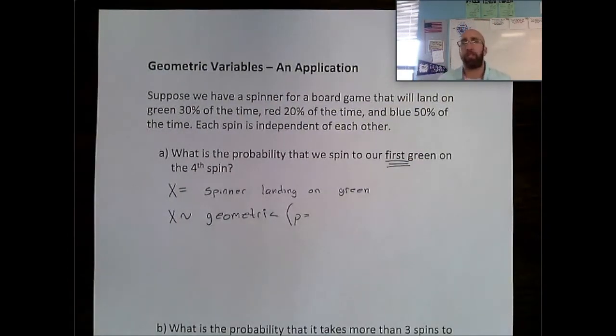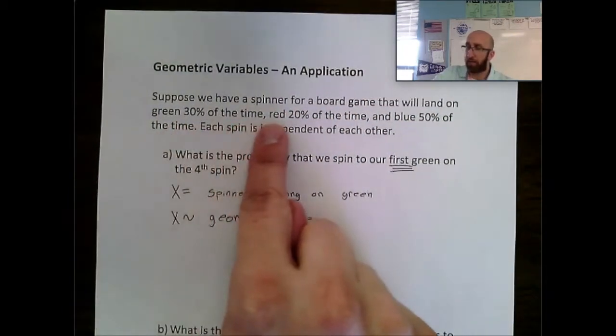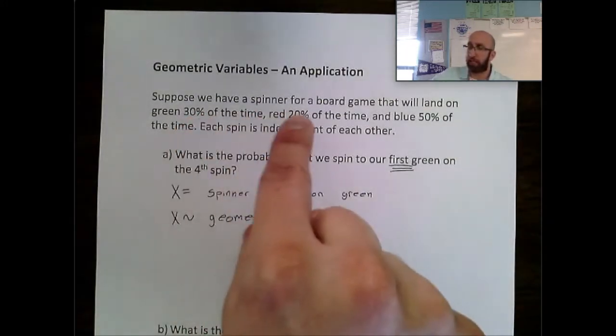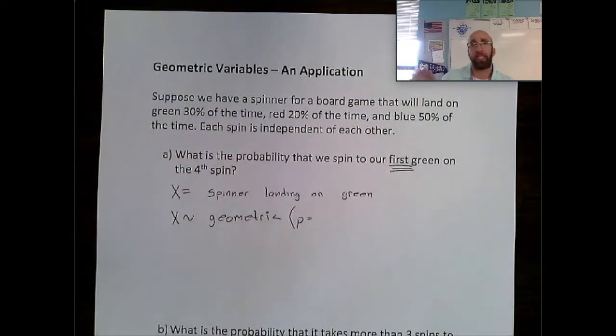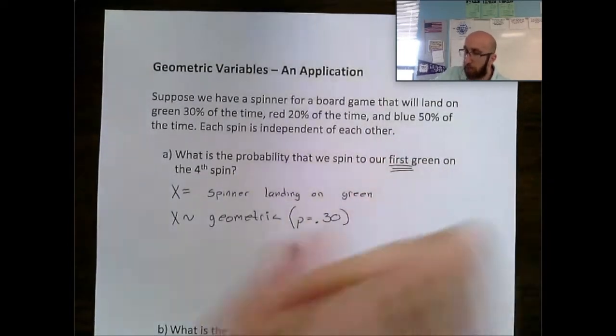So before we dive too heavy into this problem and I do a full geometric situation, we need to talk about what is success, what is failure, does that probability of success stay the same, and are things independent? So suppose we have a spinner for a board game that lands on green 30% of the time, red 20%, and blue 50%. Success in this situation would be landing on green. Even though there are three outcomes here, green, red, and blue, success is green. Therefore, failure would just be anything but green. That means red or blue.